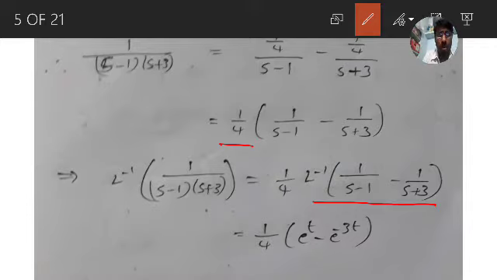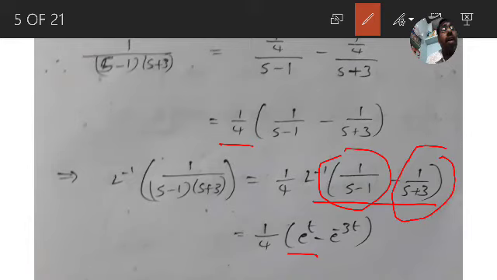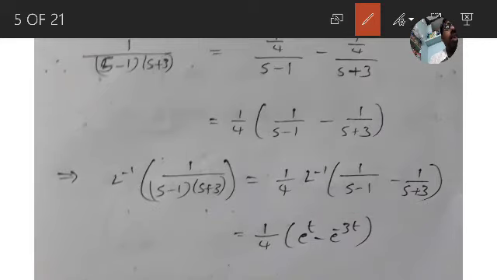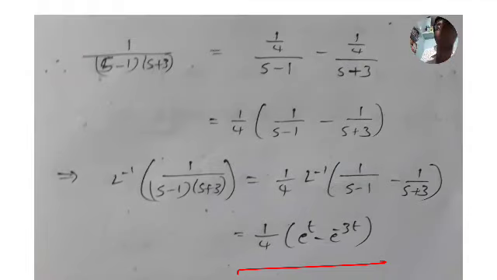So what is the standard formula we are using here? That is L inverse of 1 by (s minus a) is e power of at. For minus you write plus, therefore it is e power of t. And L inverse of 1 by (s plus a), here L inverse of 1 by (s plus 3): for plus you write minus, e power of minus 3t. So the answer is 1 by 4 into (e power of t minus e power of minus 3t). So this is how we find the inverse Laplace transform.